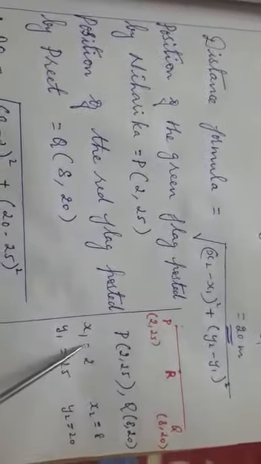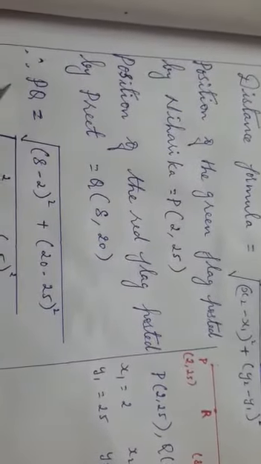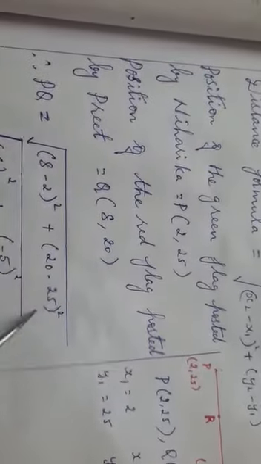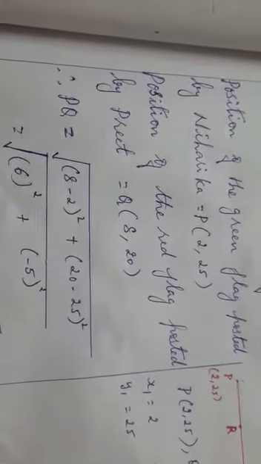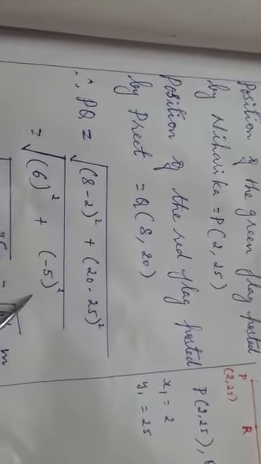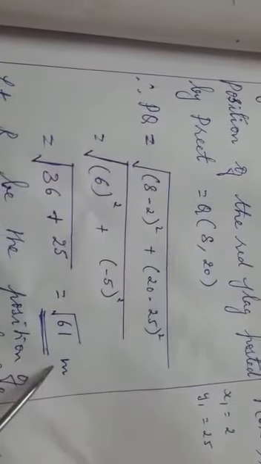So the distance can be found using the distance formula. P is taken as x1, y1 and Q is taken as x2, y2. When I substitute these values in the distance formula, I get PQ equal to root of (8 minus 2) whole square plus (20 minus 25) whole square. That is equal to 8 minus 2 is 6, 6 square, plus minus 5 whole square. That is root of 36 plus 25, that is root 61 meters.